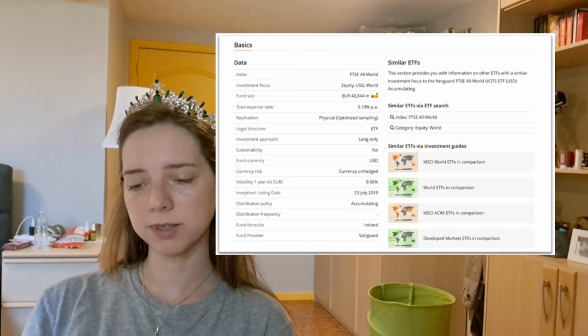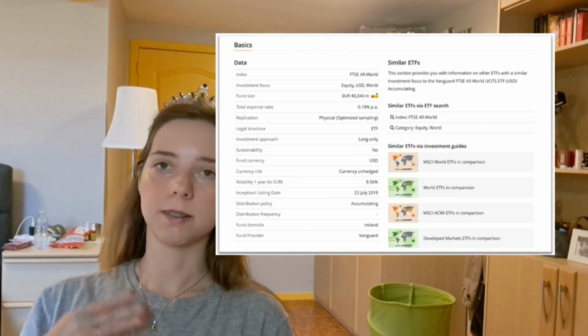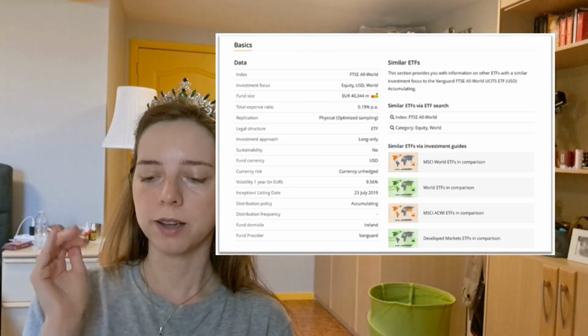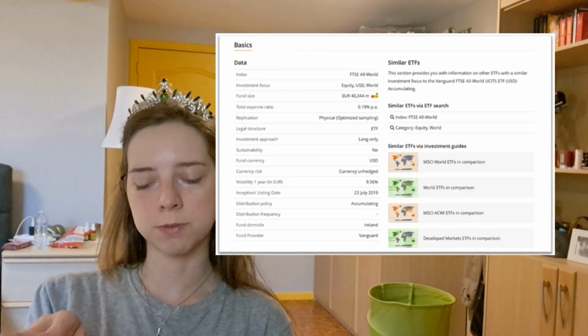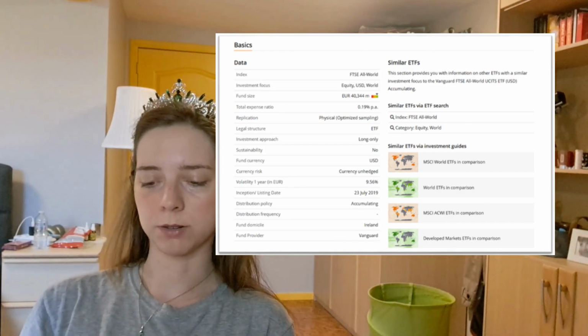And then next to it, we have similar ETFs. So on this website, you can compare the ETFs yourself if you want a specific one, or you can go into a little bit of a rabbit hole to see similar ETFs and compare those.